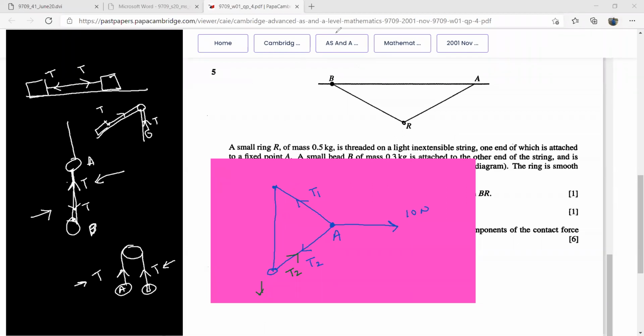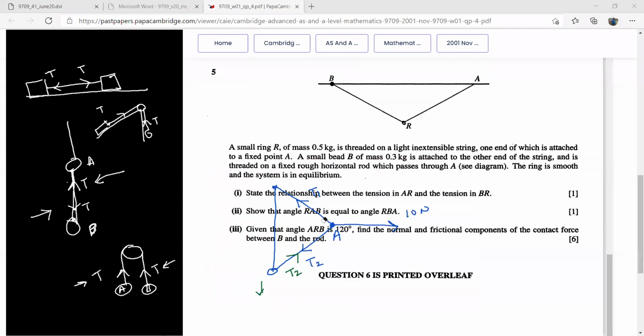Now if you look at this particular question over here, let me explain this to you. It says a small ring R of mass 0.5 kg is threaded on a light string, one end of which is attached to a fixed point, and so on.